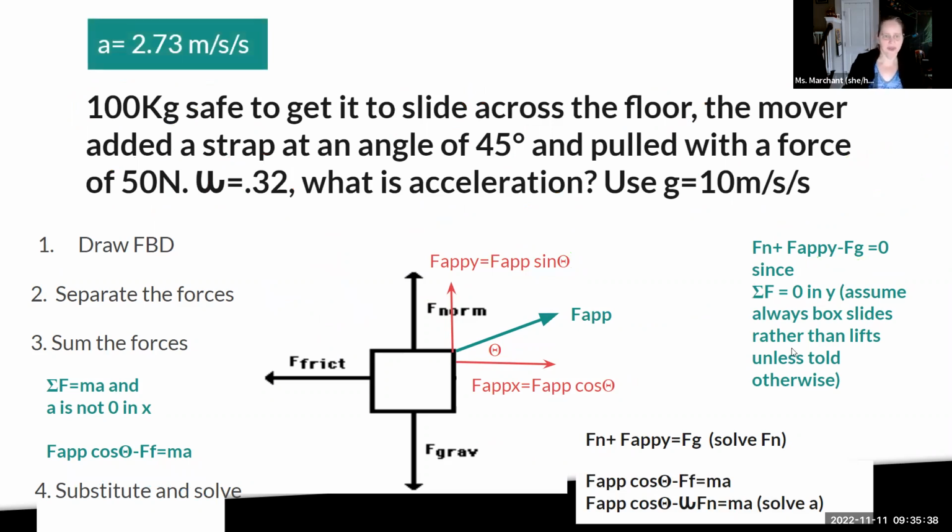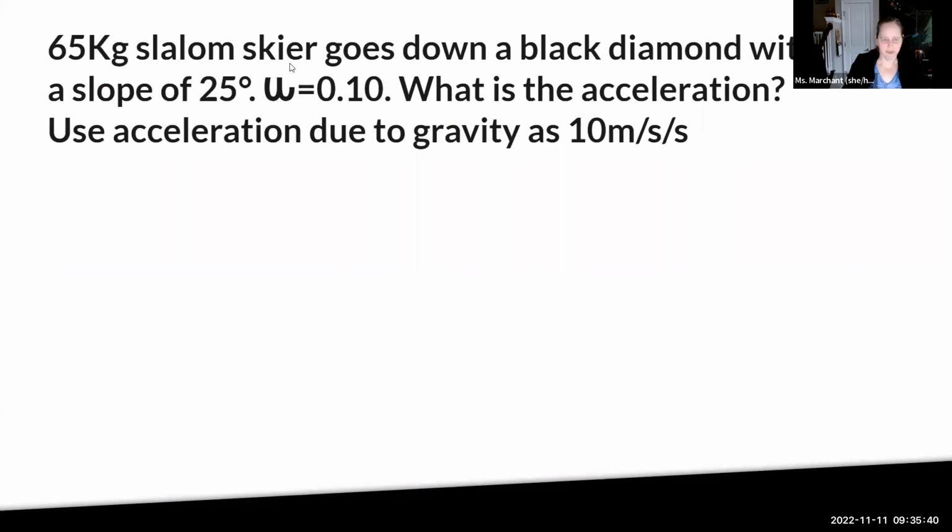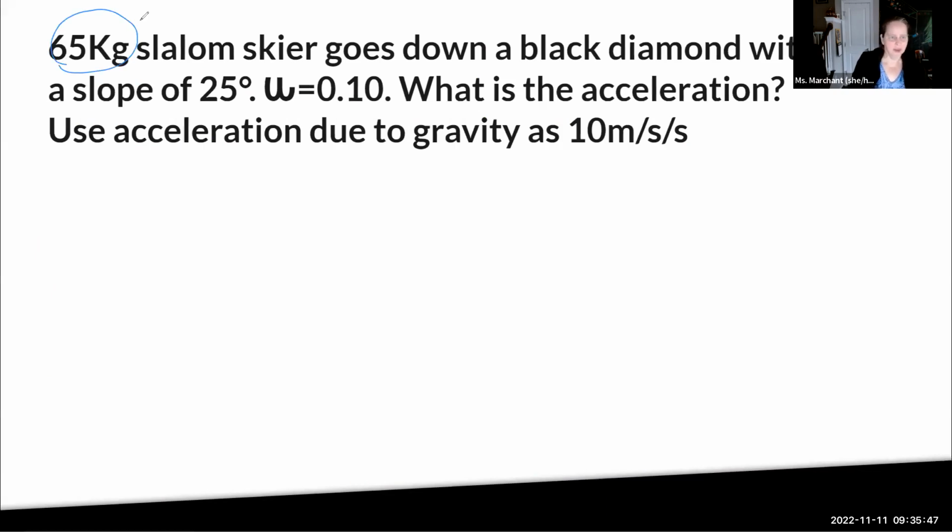Right, a 65 kilogram slalom skier. So 65 is what? That's my mass. Goes down a black diamond with a slope of 25. So that is not going to be a force applied. That's going to actually be putting my whole thing at an angle. I see I have a force of friction that I'm going to have to deal with here because this is my coefficient of friction. So I'll be using that to find my force of friction. Again, what is the acceleration?